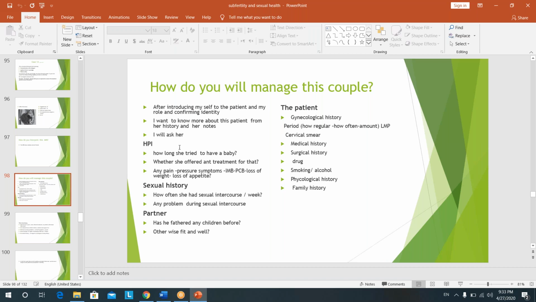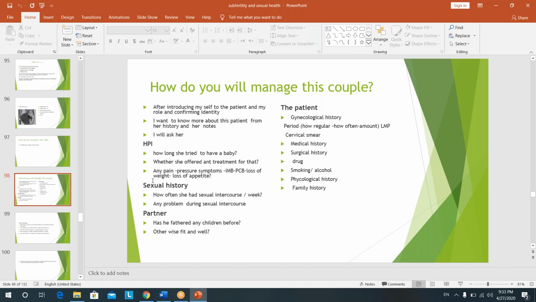I'll ask her about the history of presenting illness, this infertility. I want to ask her how long she has tried to have a baby, 1 year, 2 years, 3 years. Has she been offered any treatment before, IVF, eggs, intrauterine insemination, any option she tried before or no? Then ask her about the fibroid, whether she has any pain, any pressure symptom, any urinary symptom, any bowel symptom, any intermenstrual bleeding, postcoital bleeding, loss of weight and loss of appetite, to suspect malignancy.